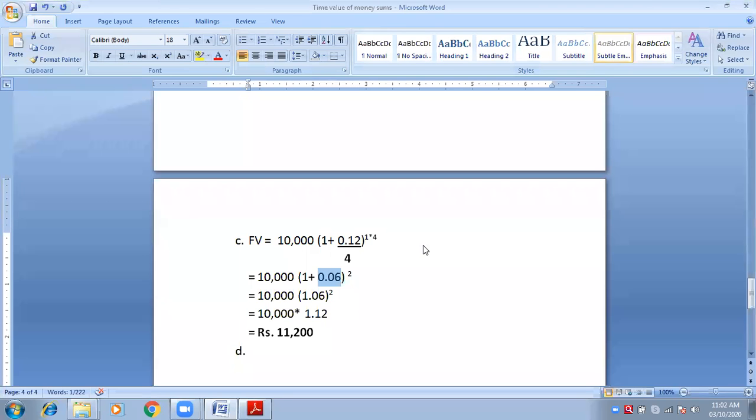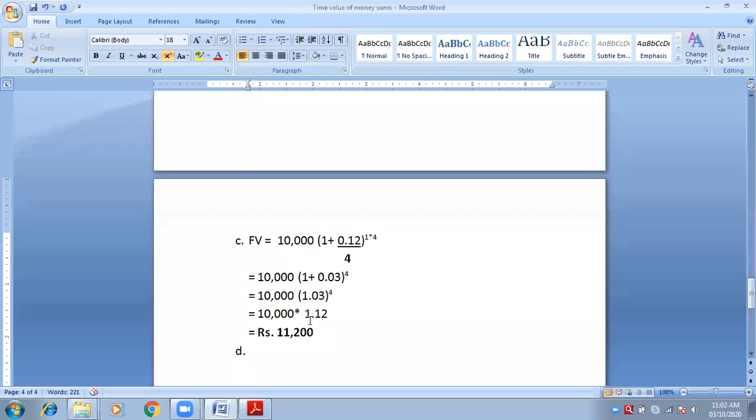What is 0.12 divided by 4? It is 0.03. Okay. And what is 1 into 4? It is raised to 4. Okay. Next step. 10,000 same. 1 plus 0.03. 1 plus 0.03 is what? 1.03 raised to 4.